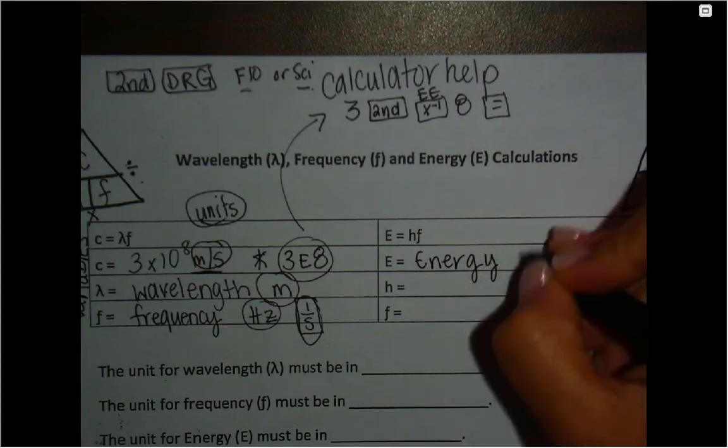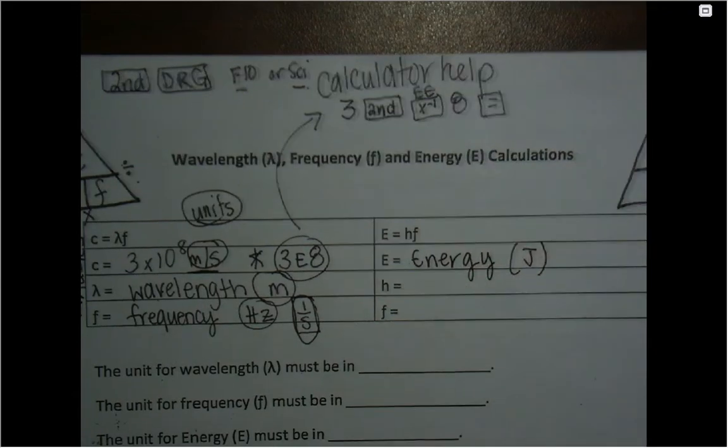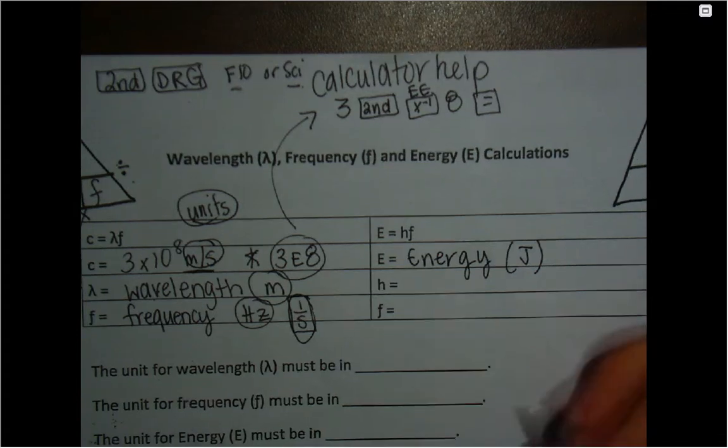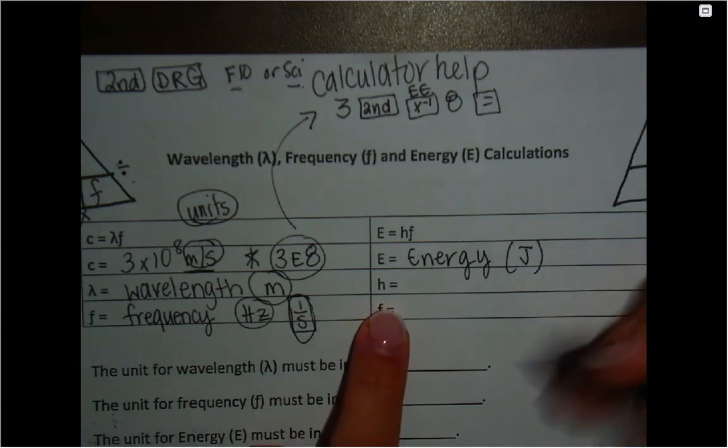The unit that you're looking for energy is called a joule. It's a capital J. You will see kilojoules a lot this year. That just means that it's 1,000 joules. All right. And then we have our H.